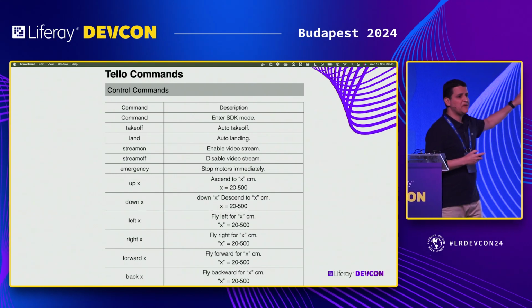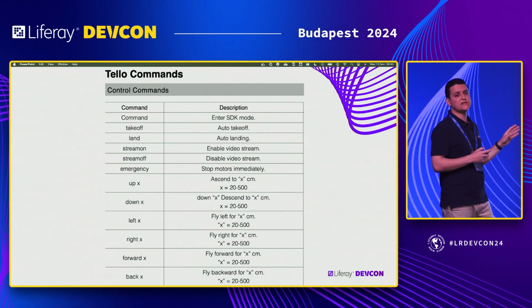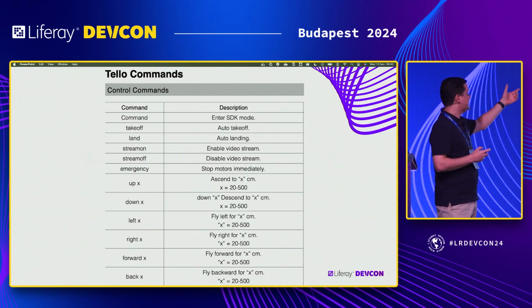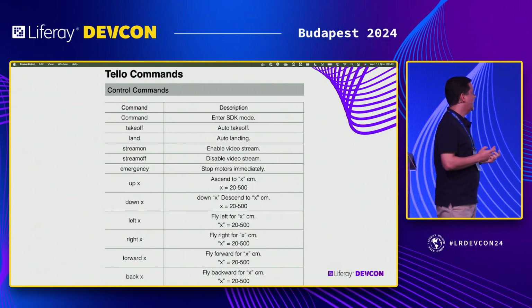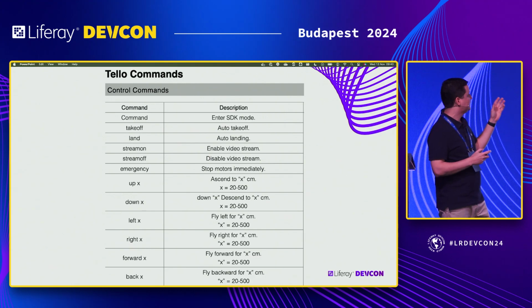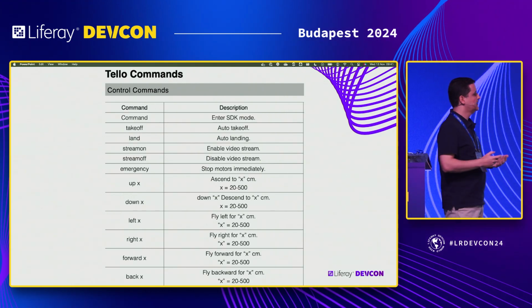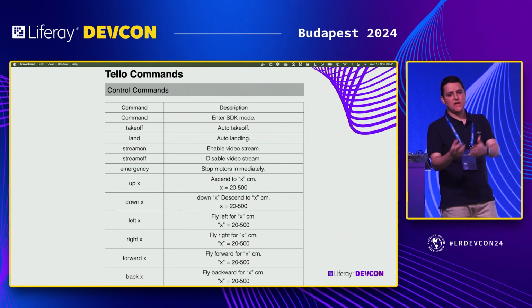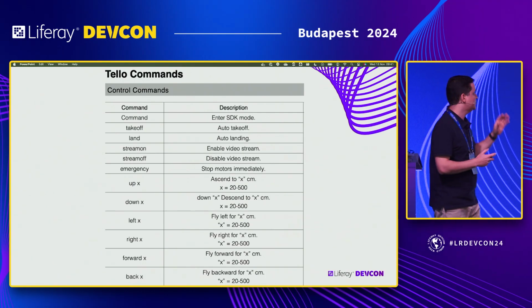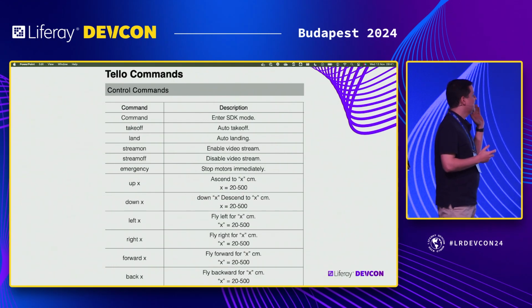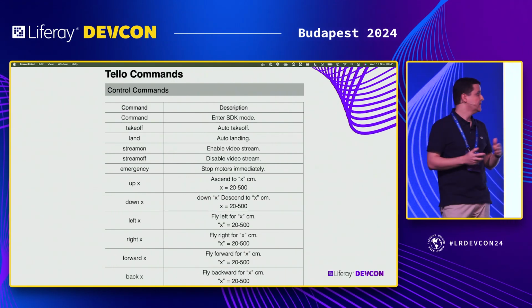This drone has an SDK. So there are some examples of commands that we can send to it. First of all, we send the string command to it. This way, the drone enters SDK mode. From that, we are able to send new commands to the drone. First of all, we need to enable the SDK mode. Another example, takeoff: the drone auto takes off.